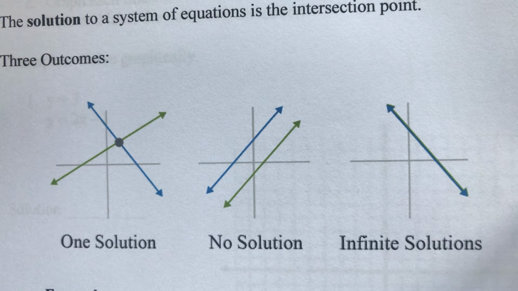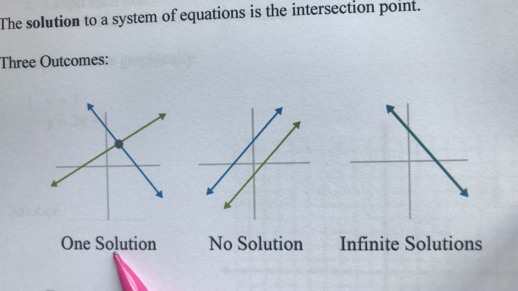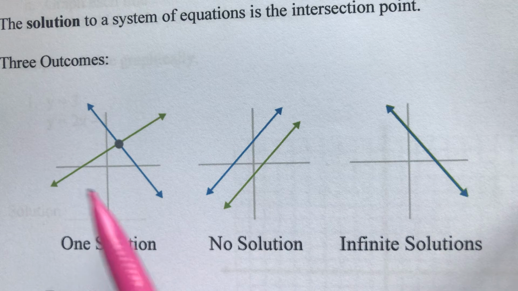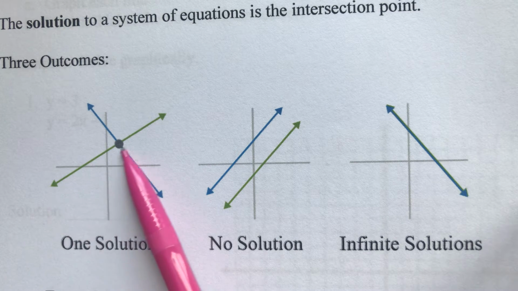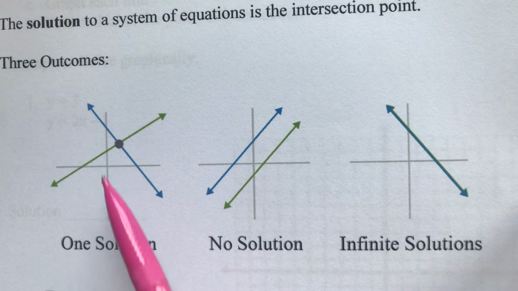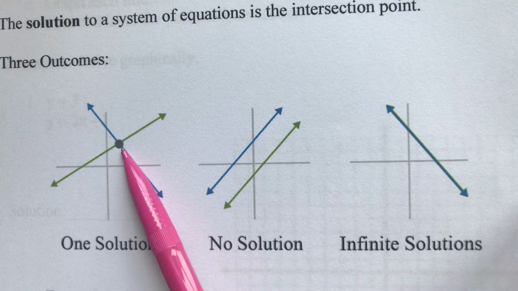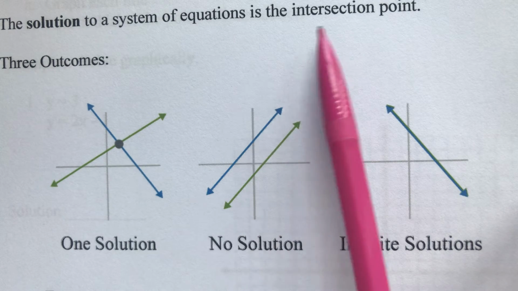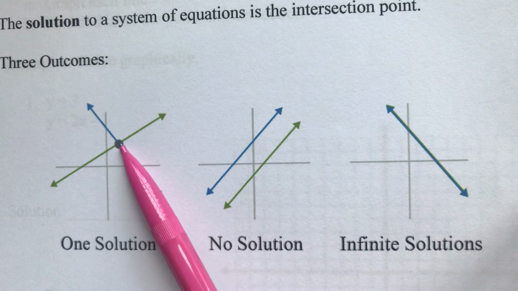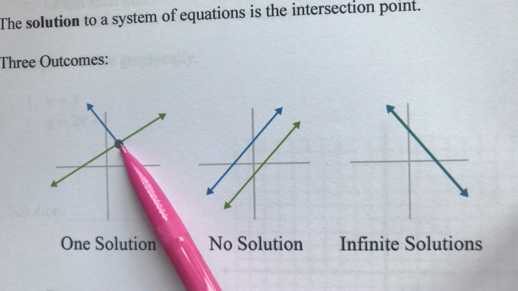So three different possibilities. Our first possibility here is the one we like to see. It's kind of, I guess, the easiest one. We have two lines on the coordinate plane. They cross. They intersect at one place. So that's one solution. So there's our intersection point that we talked about up here. That's the answer. That's the solution.